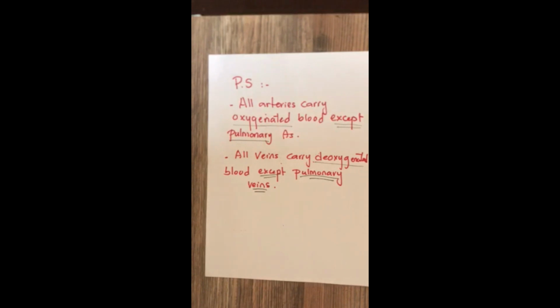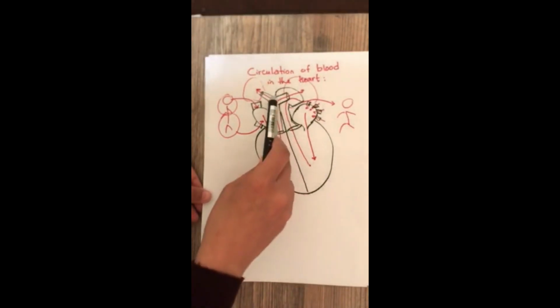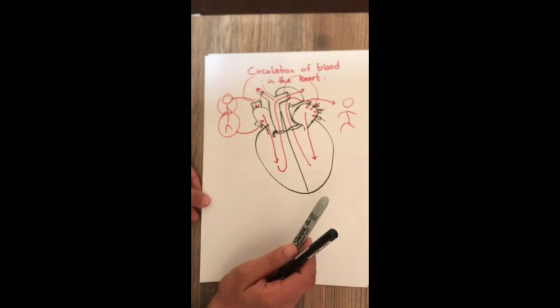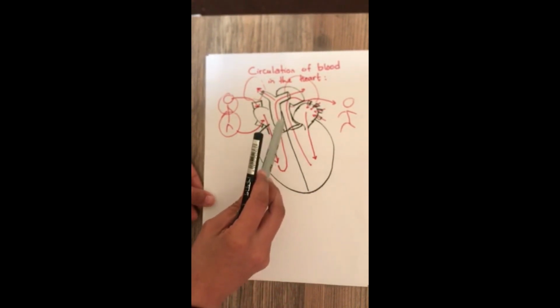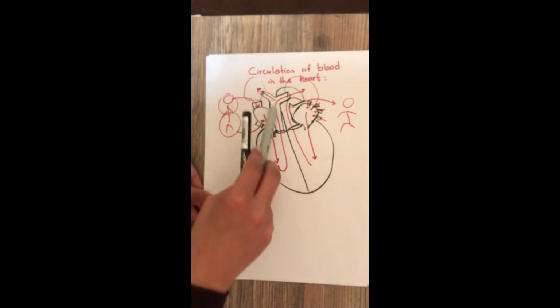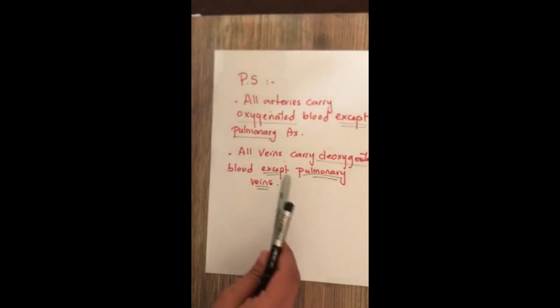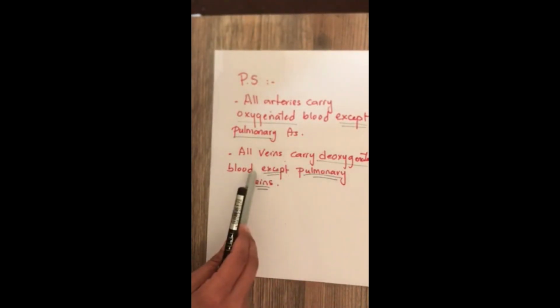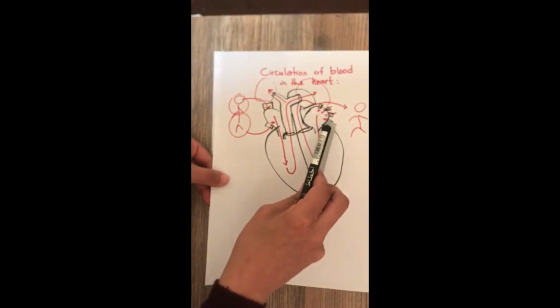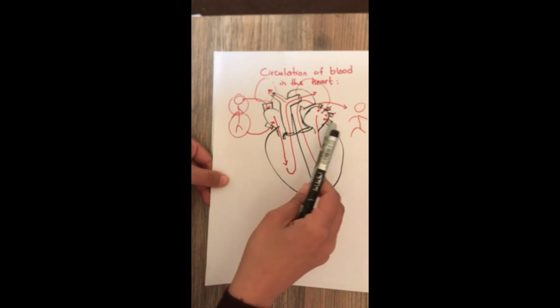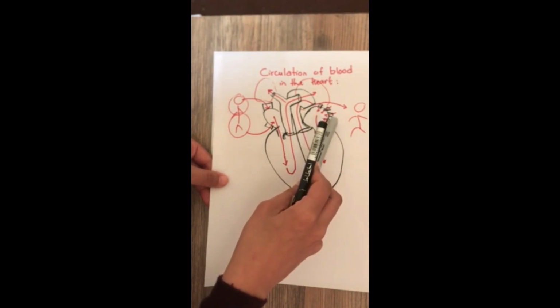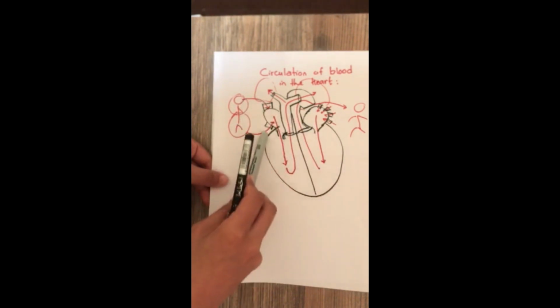All arteries carry oxygenated blood except pulmonary arteries. Let's take an example of that. Aorta. The aortic artery carries oxygenated blood. How about the pulmonary arteries? Pulmonary artery carries deoxygenated blood, so that's correct. How about the other part of the sentence? All veins carry deoxygenated blood except pulmonary veins. The pulmonary veins carry oxygenated blood, and this is the exception. So how about the other veins, such as superior and inferior vena cava?